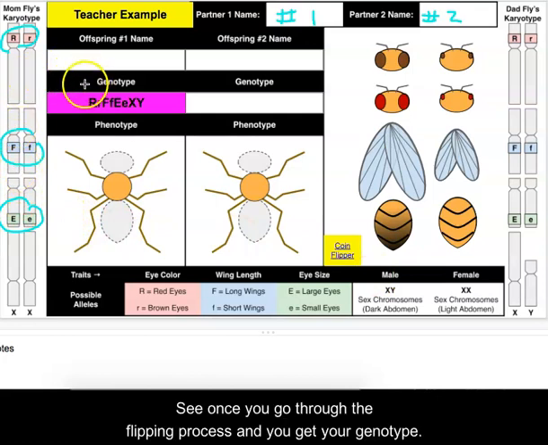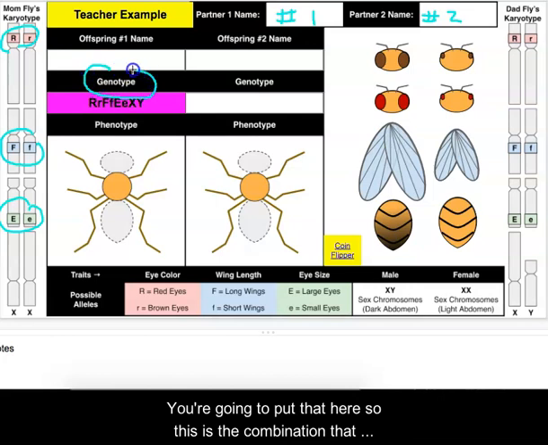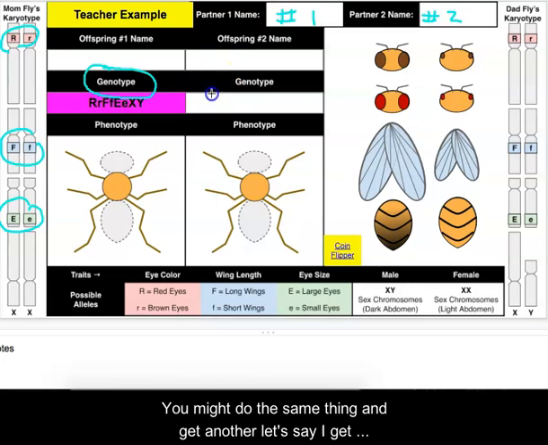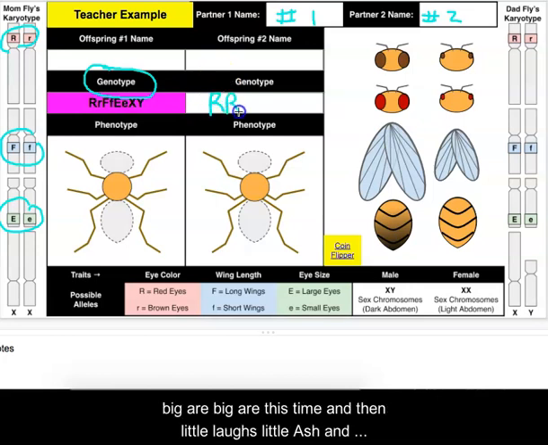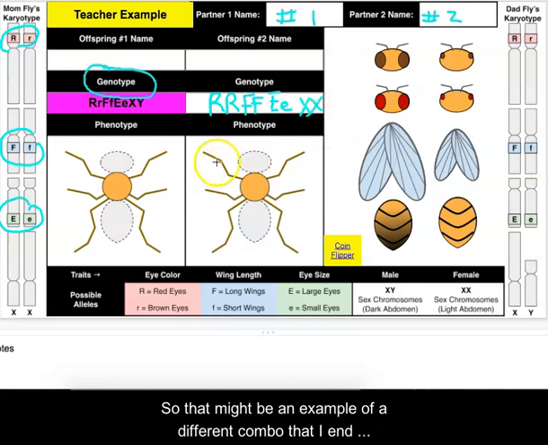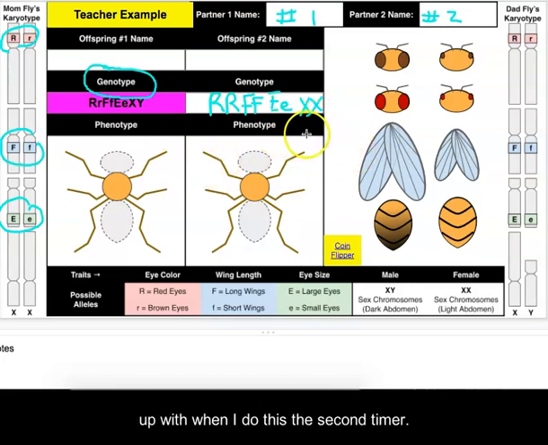So once you go through the flipping process and you get your genotype, you're going to put that here. So this is the combination that I ended up with after I did all of my random flipping. You might do the same thing and get another. Let's say I get big R this time, and then little f, and then big E, little e, and it's a girl. So that might be an example of a different combo that I end up with when I do this the second time around.